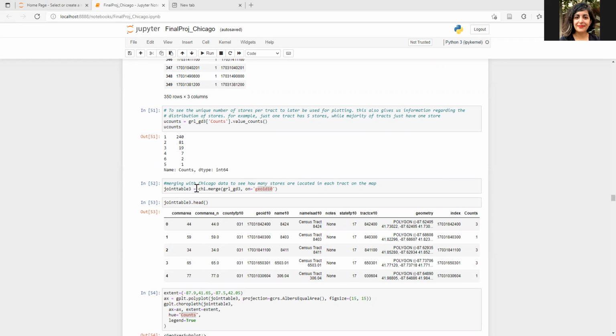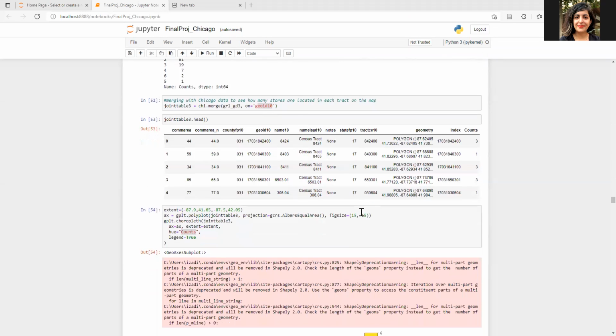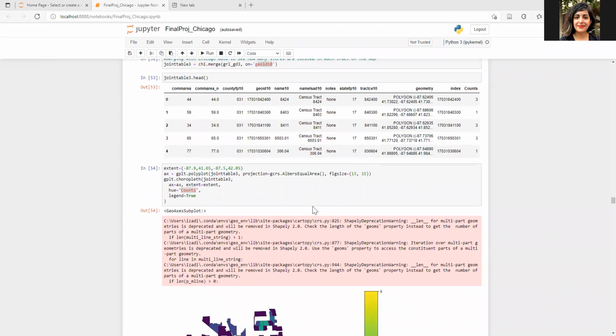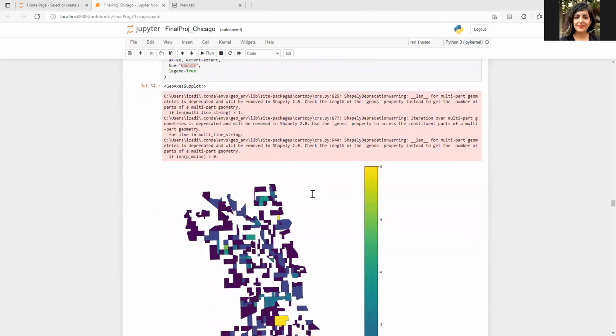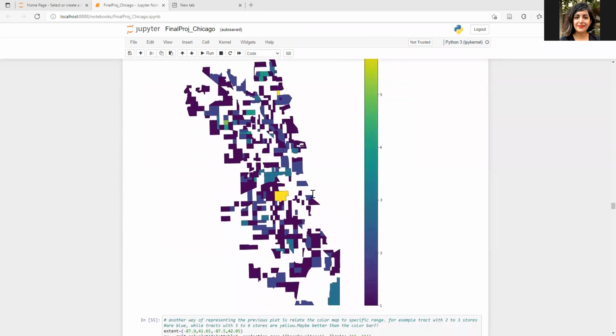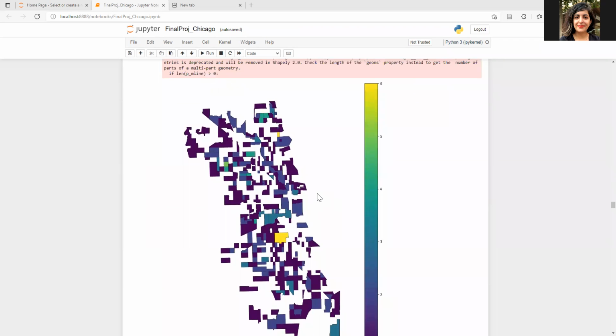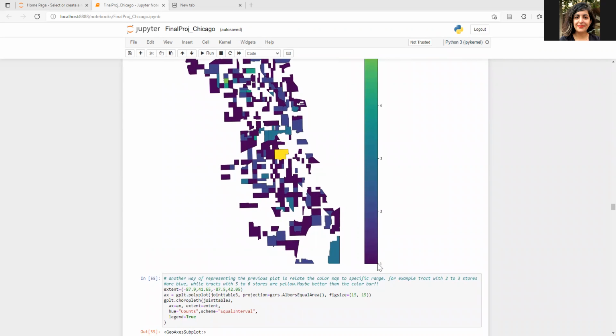I merged my shapefile with my grocery store locations, again based on geo ID. And then I started to create the maps again, similar to the way I did it for the rest of my maps in this analysis. So in this one, I purely see the number of grocery stores in each census tract. Now I see some deviation, like this one has a huge number of grocery stores, like 6, and some have 1 or many of them 0.